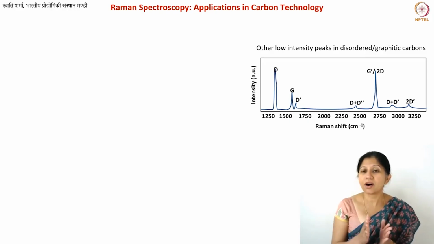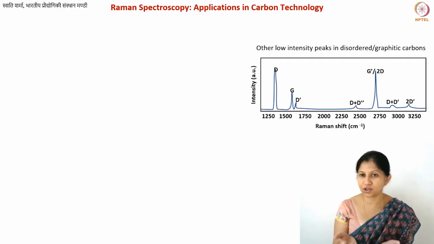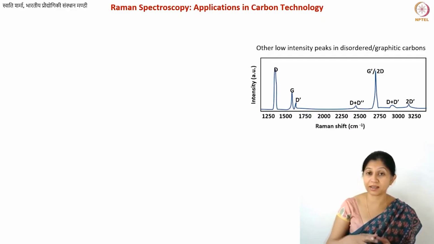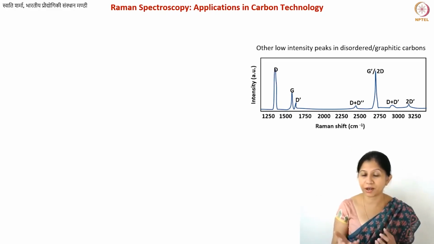Okay. So you see that around 1300 to 1350 you have the D band, and then at 1580 you have the G band. So in this particular case, the D band is very strong, but you often get these two peaks merged, and you don't get the D band so strong, compared to, let's say, a highly disordered carbon or something.